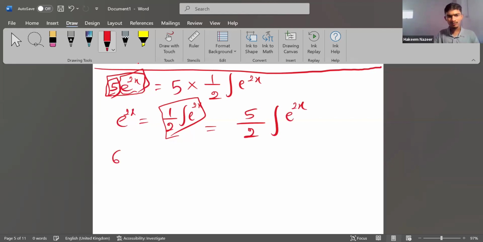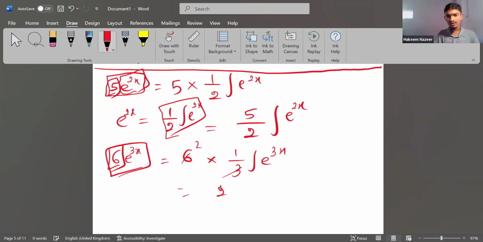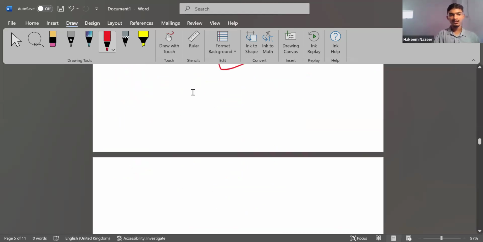Then practice this question: e to the power 3x. Make it a constant whenever there's a constant. Then with e to the power 3x, 1 over 3 integral of e to the power 3x. This will cancel out, and the final answer is e to the power 3x over 3. Check whether it's right too. I might make mistakes in calculations. Done.